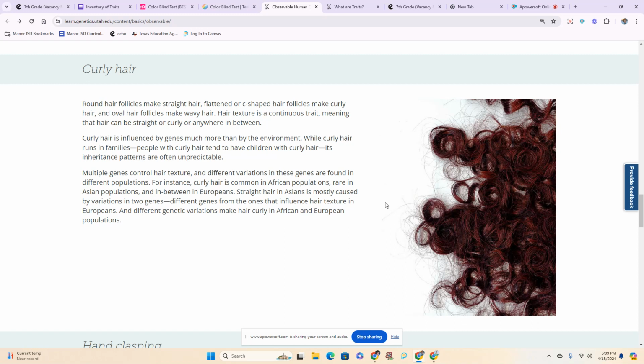Multiple genes control hair texture, and different variations in these genes are found in different populations. For instance, curly hair is common in African populations, rare in Asian populations, and in between in Europeans. Straight hair in Asians is mostly caused by variations in two genes, different genes from the ones that influence hair texture in Europeans. And different genetic variations make hair curly in African and European populations.